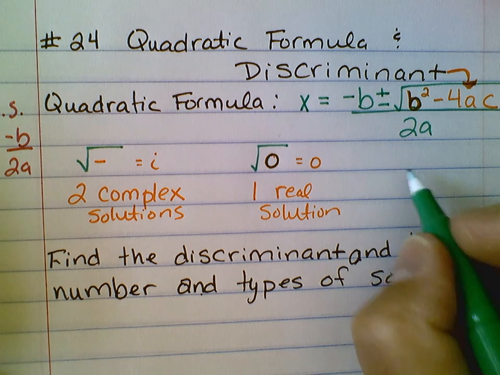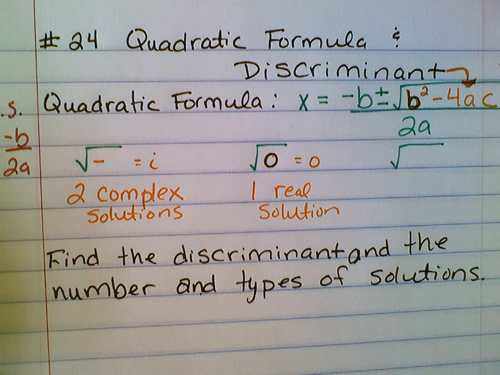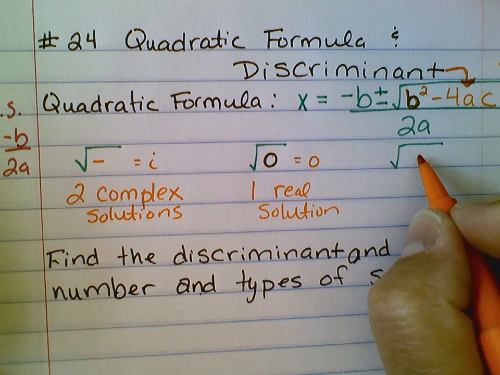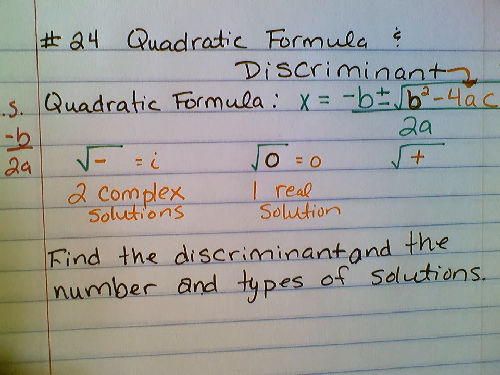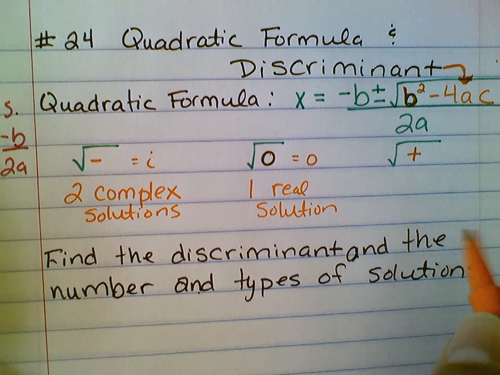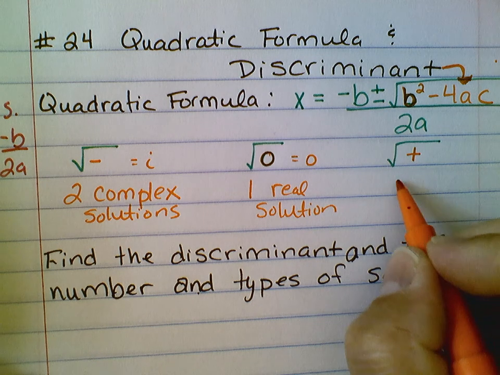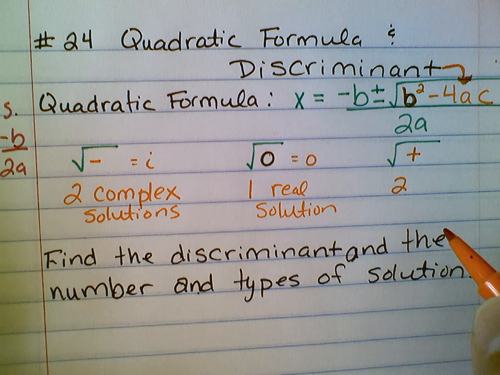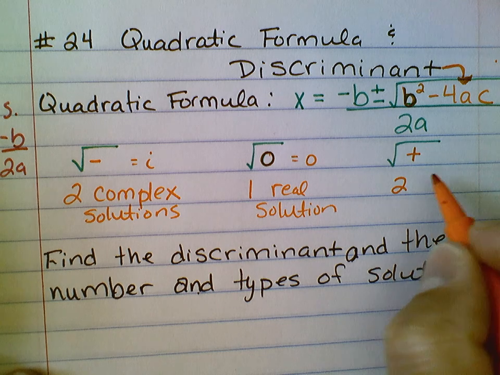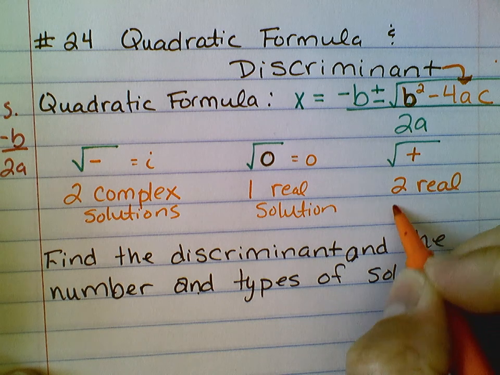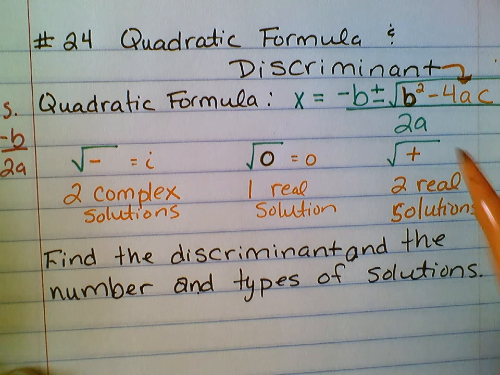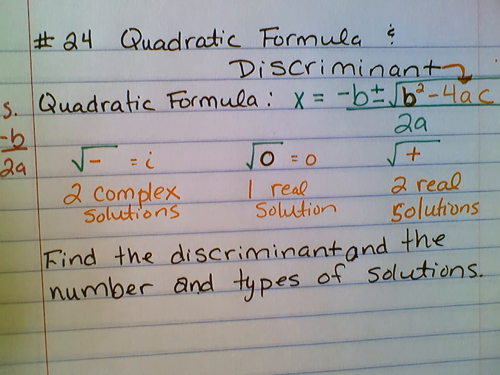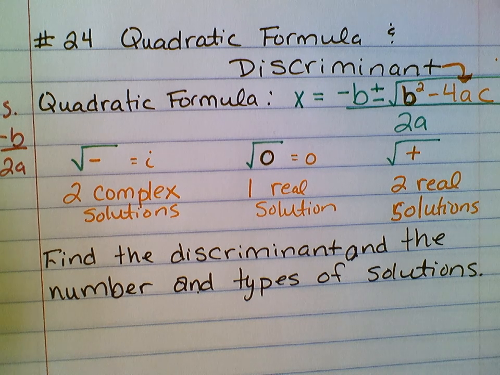And then there is a third possibility, which is that we are taking the square root of something positive. And if we take the square root of a positive number, we're going to end up with two numbers, a positive number and a negative number, and they're going to be real numbers or solutions. Okay? So there's three things that can happen under this radical here. Well, that's what the discriminant is all about.